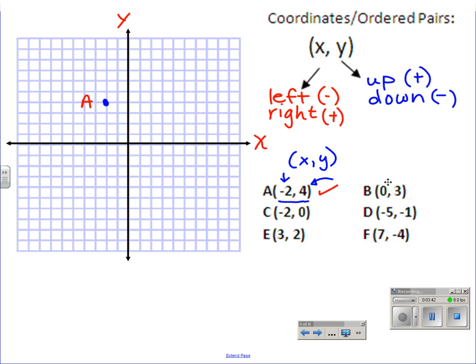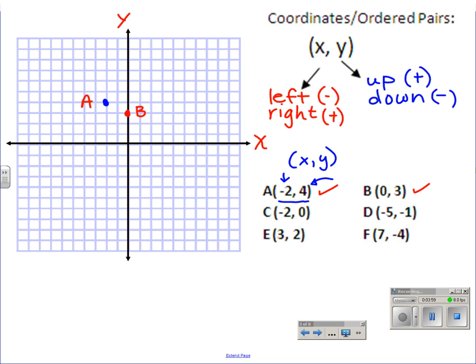Let's try point B. This time it says 0, so I'm starting at the origin. I'm not going to go left or right anywhere. It says move 0. And then the y-axis, it says go up 3. So I'm going to go up 1, 2, 3. I'm going to put my coordinate and call it point B.